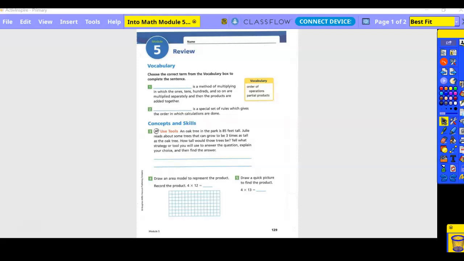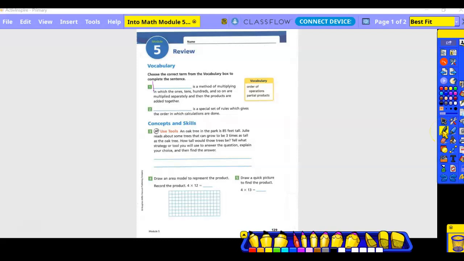So they only give us 2 vocab words, right? Yeah. So would order of operation go with that or partial products? It talks about the ones, tens, and hundreds. So it talks about place value. So that is partial products, because that's how we find the partial product, is by going by each place value.